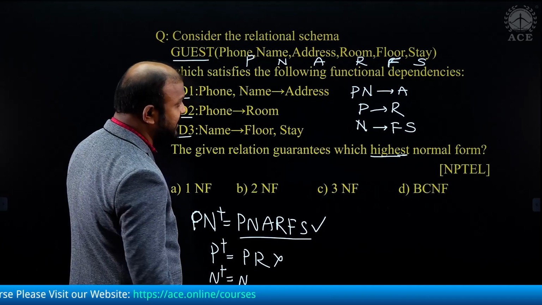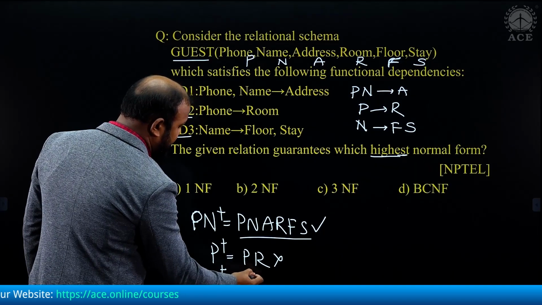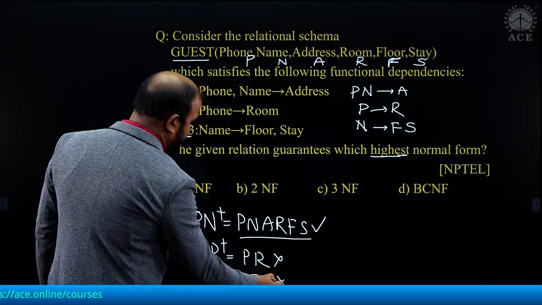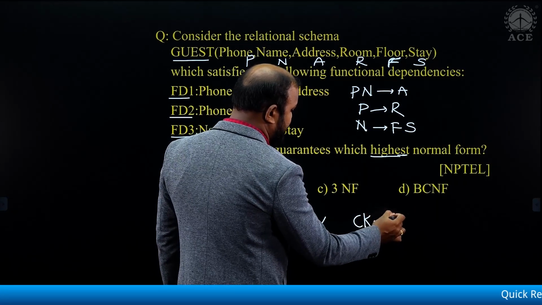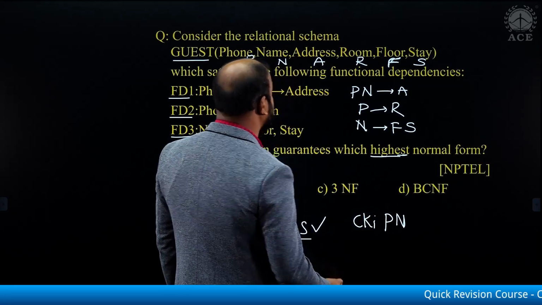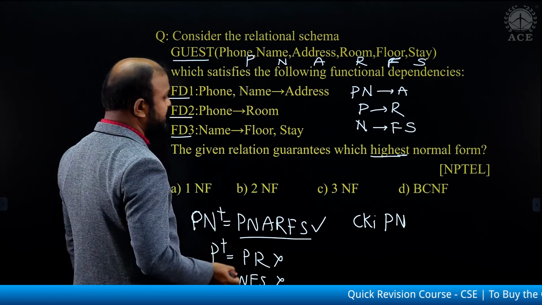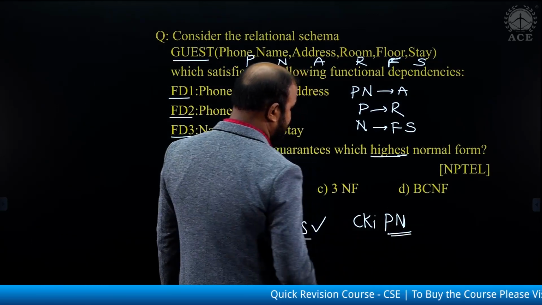The N closure is N. With N I am getting F and S. All attributes? No. So what is the key for this relation? The key for this relation is P and N. That is, P is phone, N is name. Phone and name is a key for this relation.